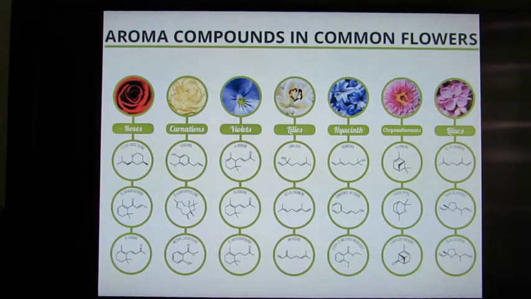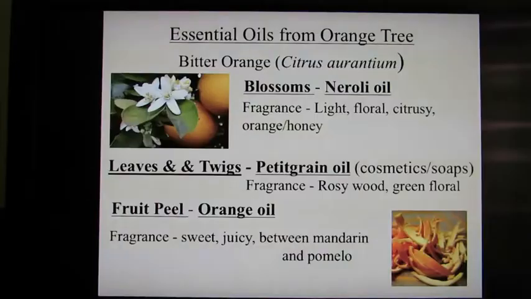Again, this is to give you an idea of the array of different chemicals that occur in these blossom scents. Let's look at some other types of scents, and let me look at the orange tree. I don't want to go through all of these, but I mentioned earlier in my perfume lectures that we can get essential oils from the blossoms as neroli oil, the leaves and twigs as the petitgrain oil, and from the fruit peel as orange oil.